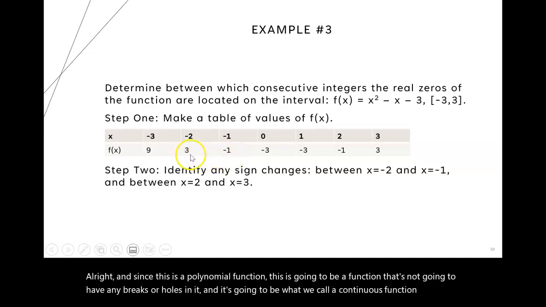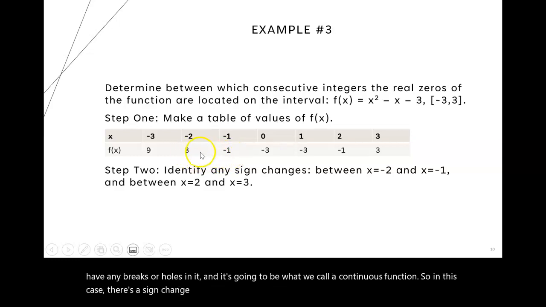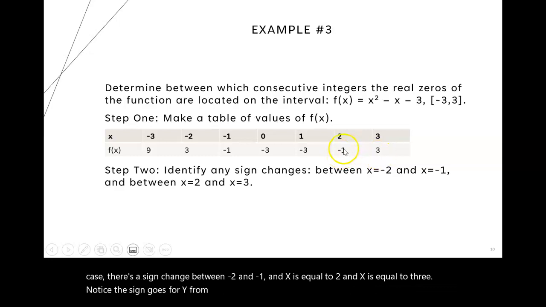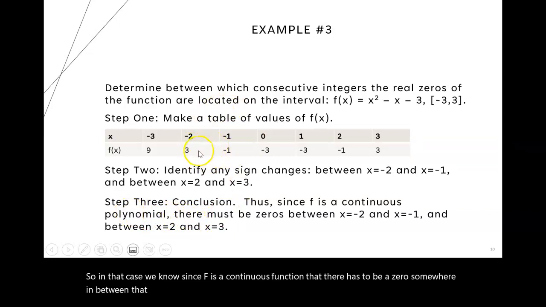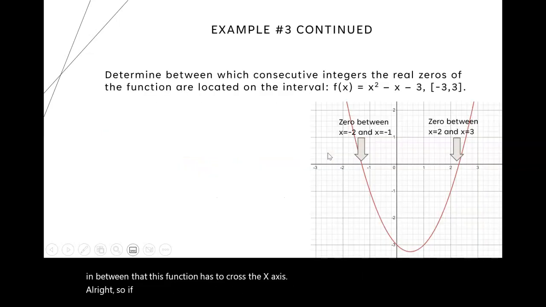So in this case, there's a sign change between -2 and -1, and between x is equal to 2 and x is equal to 3. Notice the sign goes for y from negative to positive. So in that case, we know since f is a continuous function, there has to be a 0 somewhere in between, that this function has to cross the x-axis. If we were to take a look at a graph, it makes that a little more clear of what's going on here.